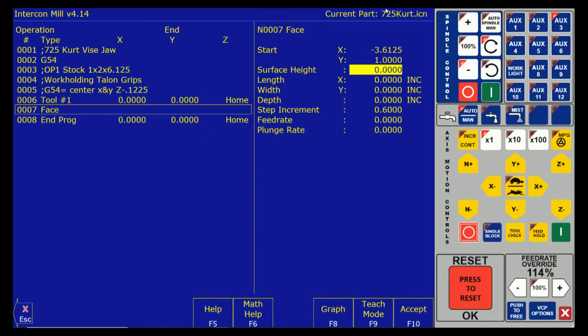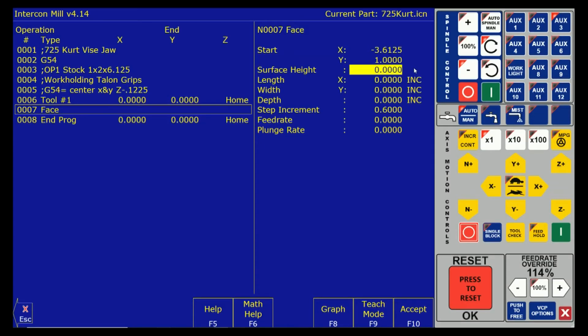Now for Z. Surface height. It doesn't even say Z. Every one of the toolpaths you write is going to have this surface height in there. And here's what it is asking you. Where is my cutter going to find stock? Where is my cutter going to engage stock? For this facing cut, it's in relationship to G54 because it doesn't say incremental. So this is absolute.